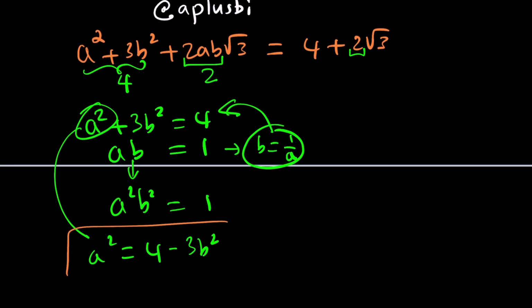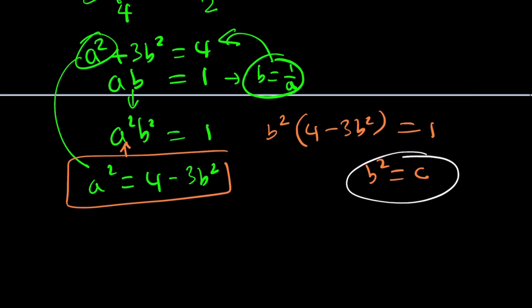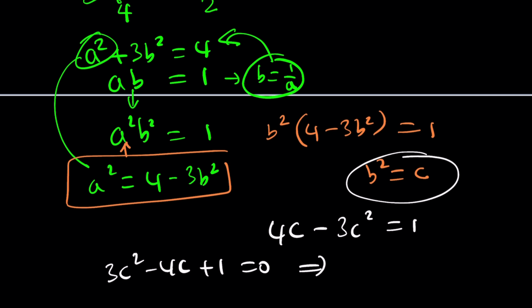I think that's a better idea. So you can go ahead and take this expression and plug it in here. So you'll get something like b squared multiplied by 4 minus 3b squared equals 1. And if you set b squared equal to c, a lot of substitution by the way, but I like it. And then you'll get a quadratic equation and solve it and then go backwards. Let's try to do it. So if b squared is equal to c, we're going to get 4c minus 3c squared equals 1. And then 3c squared minus 4c plus 1 equals 0. And from here, you probably realize that, okay, c is equal to 1 is going to work.